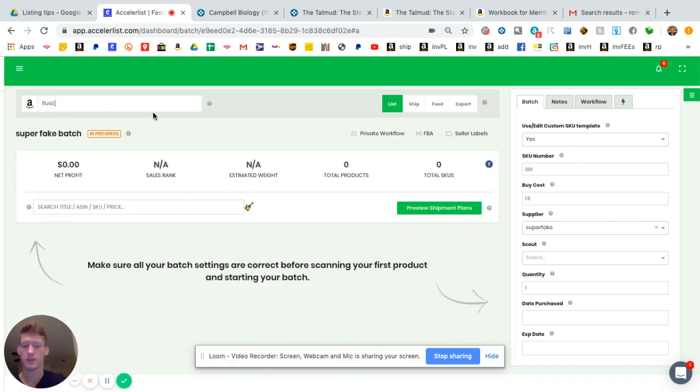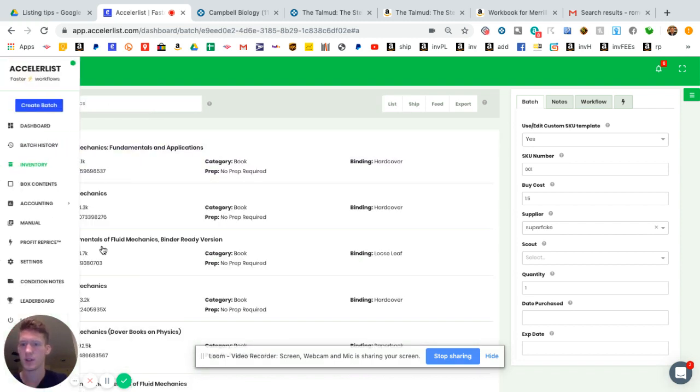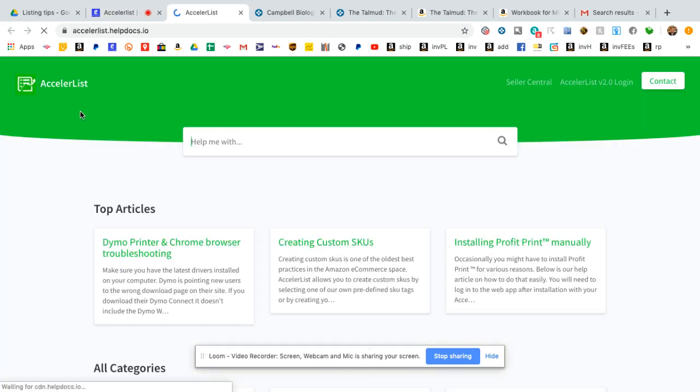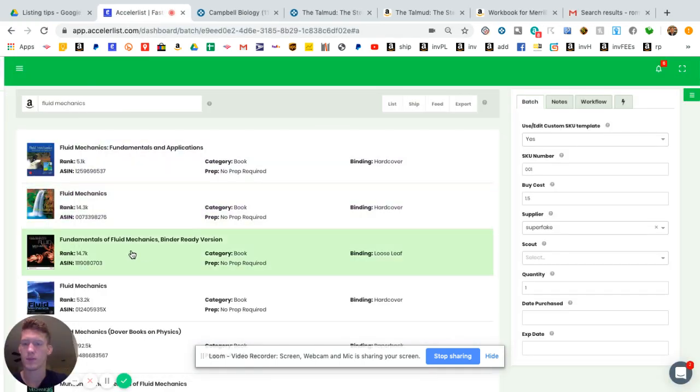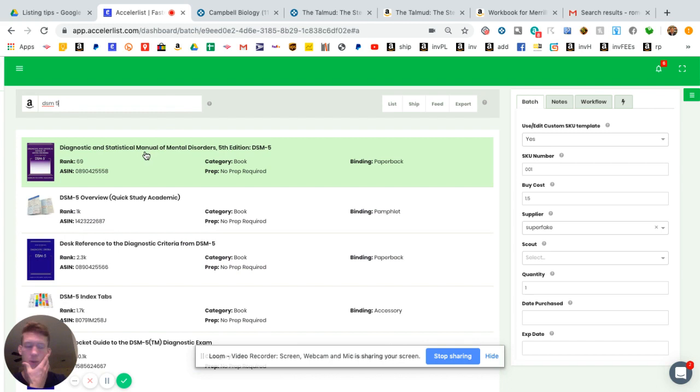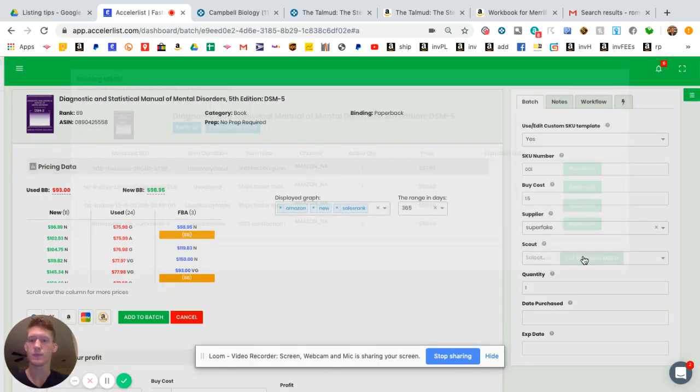Fluid mechanics. DSM-5 is also a good example. Can't remember which one it is. It's not the newest one. Oh, did not mean to do that. What's it going to do? Let me get this out of the way. Let's do the DSM. Actually, have that book right here. I have a fake version of that book. Okay.